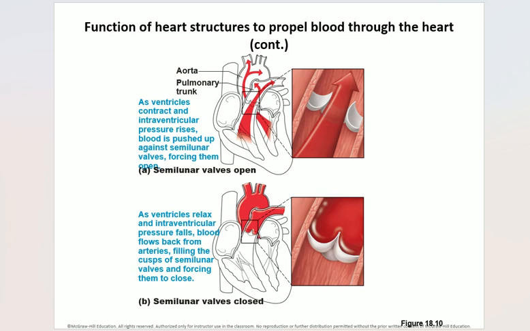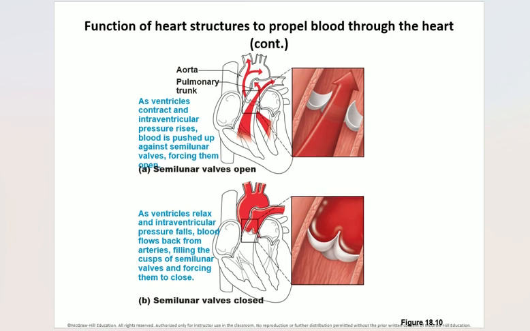So as ventricles contract and intraventricular pressure rises, blood's pushed up against the semilunar valves, forcing them open. So they open. And then as ventricles relax and intraventricular pressure falls, blood flows back from the arteries with gravity, filling the cusps of semilunar valves, forcing them to close. Leak-proof.